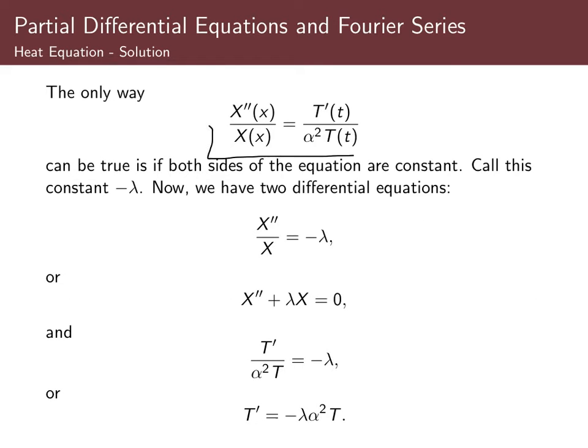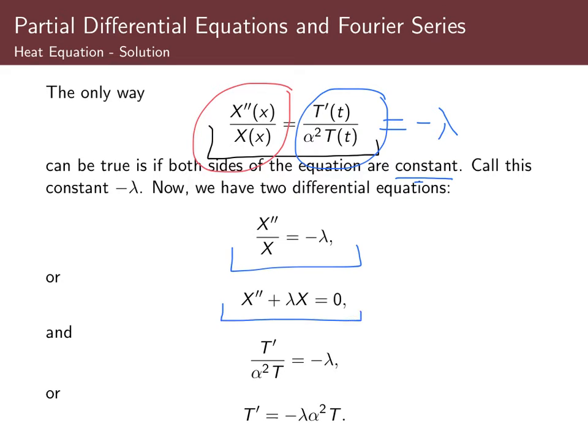And this equation can only be true if it's constant. A function of x only and a function of t only can be equal to each other for all values of x and t only if it's constant. Okay? And so we'll call this constant negative lambda. We've been used to lambdas here. If both of these expressions are equal to negative lambda, then X double prime divided by X is equal to negative lambda, which gives us this second order problem in x. And T prime over alpha squared T is equal to negative lambda, giving us this first order problem for t.